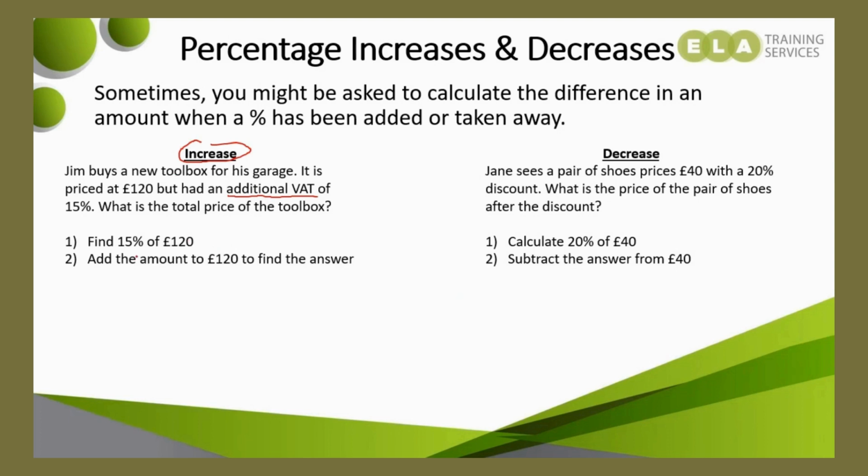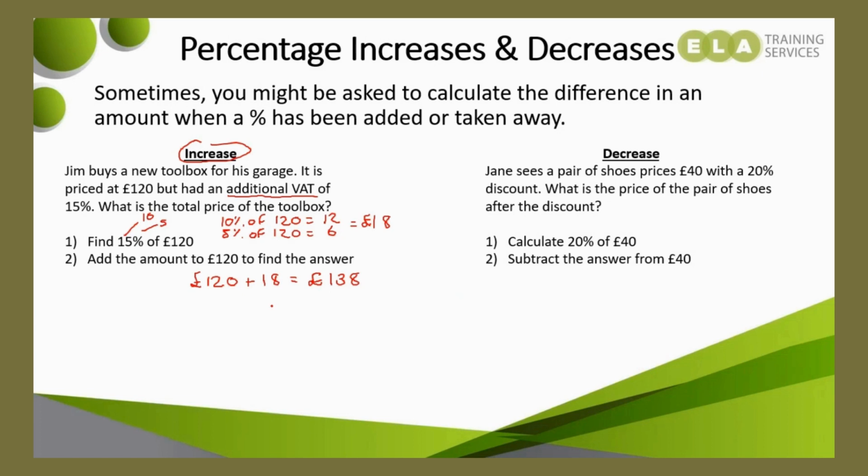So here we are being asked 15% of 120. We break that 15 up into 10 and 5. So 10% of 120 would be 12. And then 5% would be half of that, which would be 6. So our whole percentage would be £18. And then we add that £18 to our original 120 because it's an additional amount. So 120 add 18 gives us 138.